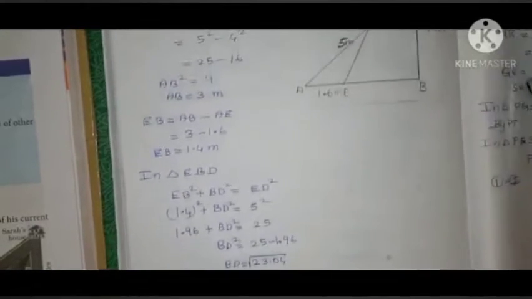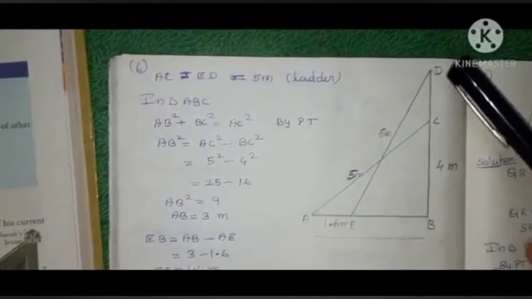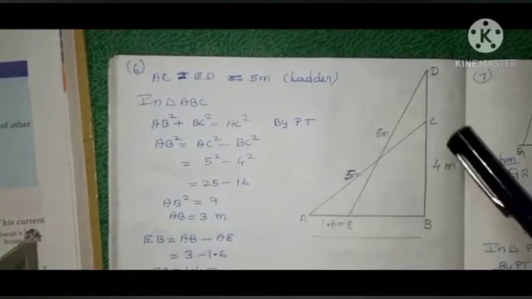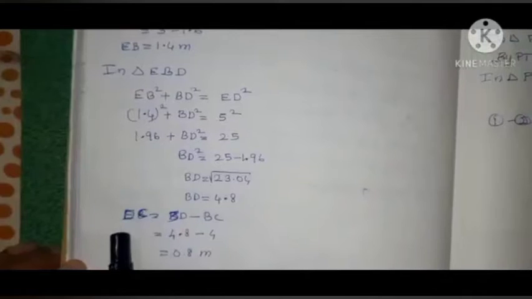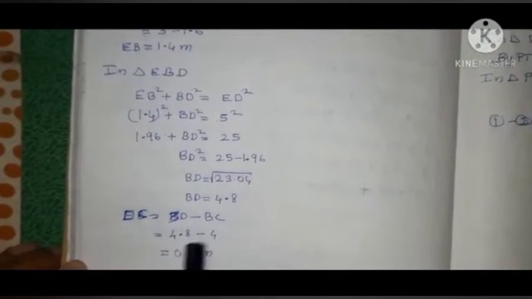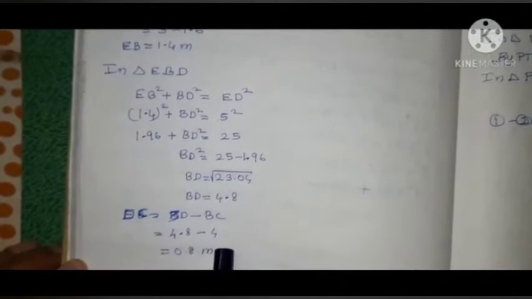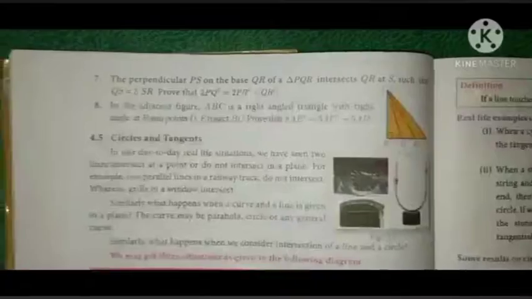Then DC is equal to DB minus CB. DC is equal to BD minus BC, 4.8 minus 4, that is 0.8 meter.